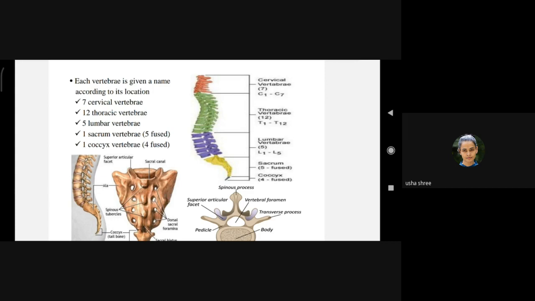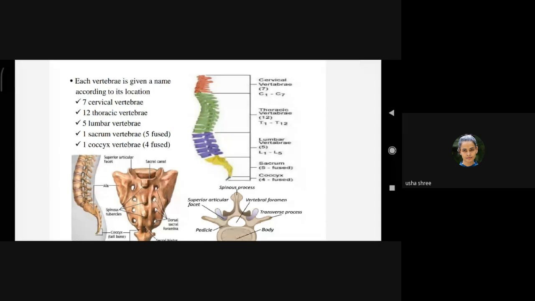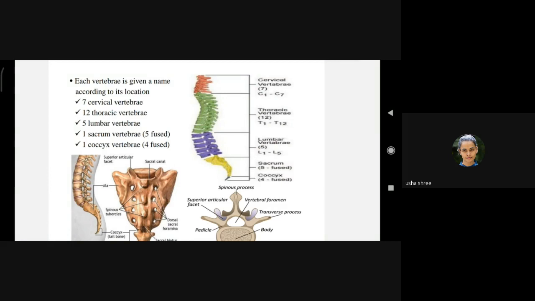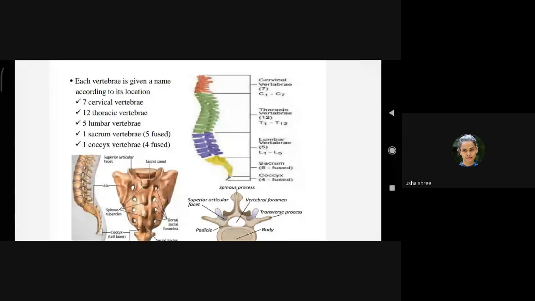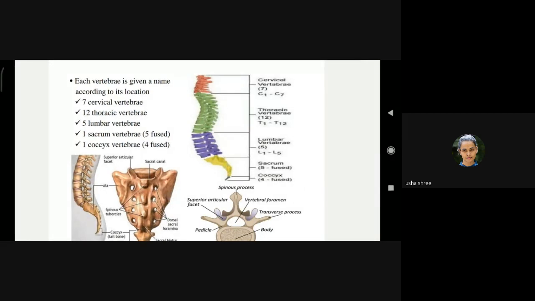So if vertebrae are fused, then it is 26. 7 in cervical, 7 plus 12 in thoracic. So how many? 19. 19 plus 5 in lumbar, 24. And if it is fused, then 1 sacrum, 1 coccyx, 26. But if it is not fused, then 24 plus 9 equals 33.